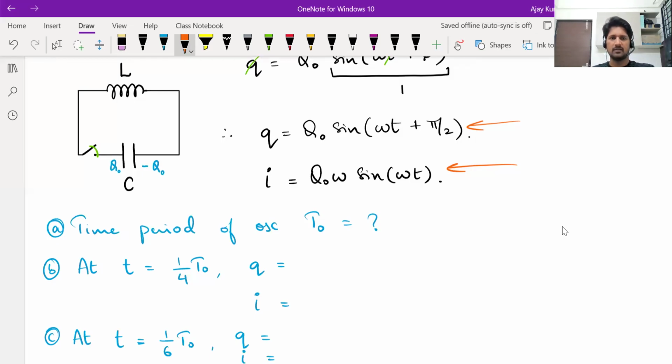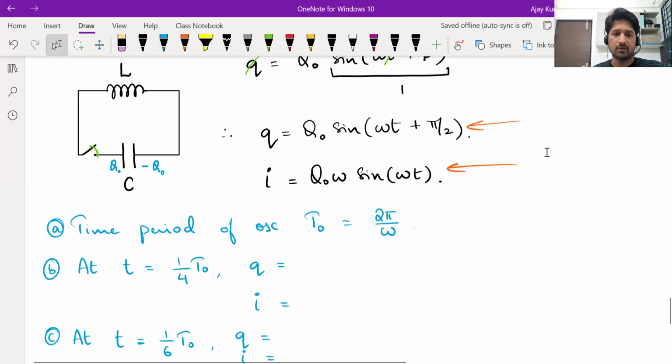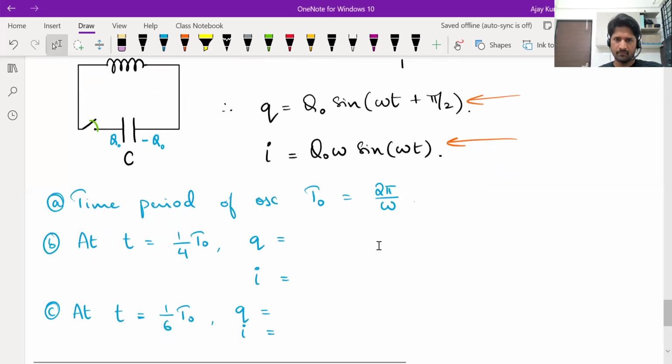What is the time period of the function sine omega t? 2 pi by omega, that's all. Okay. Answer the remaining questions. Any answer for charge at T naught by 4? You just have to substitute in the equation. Sir, q naught sine 5 pi by 2. Rishi, I won't do the calculation. You have to do it.